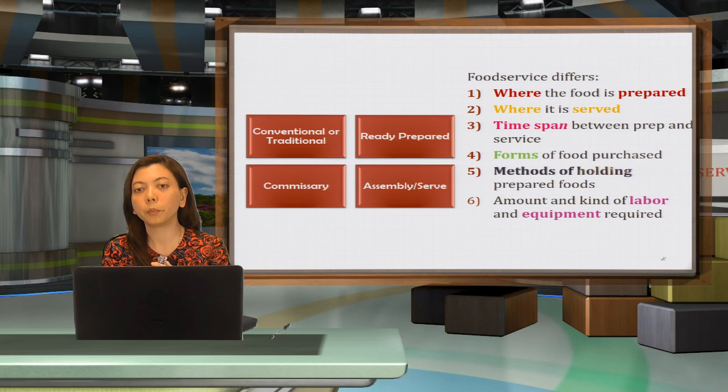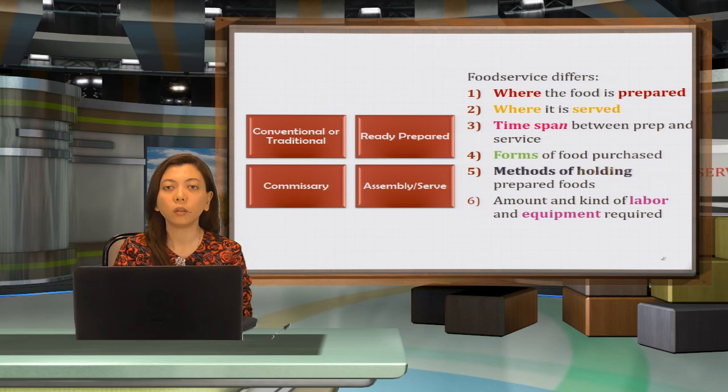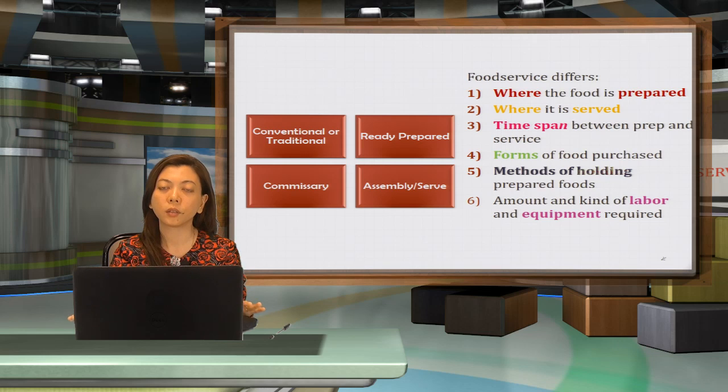Number 5, methods of holding prepared foods. Okay, for example, whether you serve it hot or you serve it cold. So in conventional, maybe they cook it, then they serve it in a bain-marie, for example. But for ready prepared, maybe they cook it, then they chill it, and they freeze it. And then when it is time for them to serve, they will reheat it and serve it.